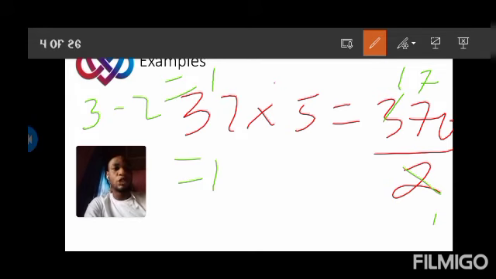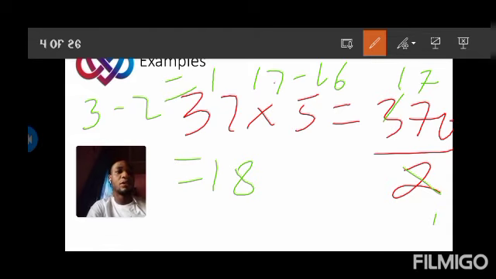So how many times can 2 go in 17? 2 times 8 is 16. So good. 2 can go 8 times, remainder 1, right? 17 minus 16, because 2 times 8 is 16. So the answer will be 1. So I'm left with remainder 1.